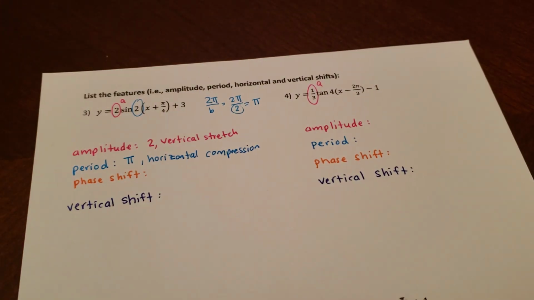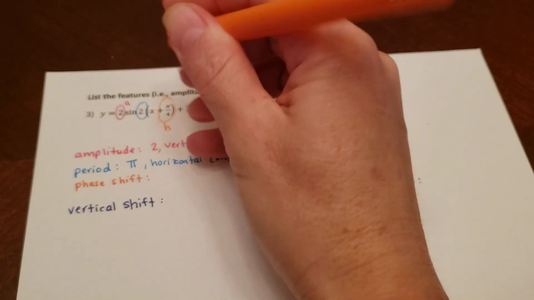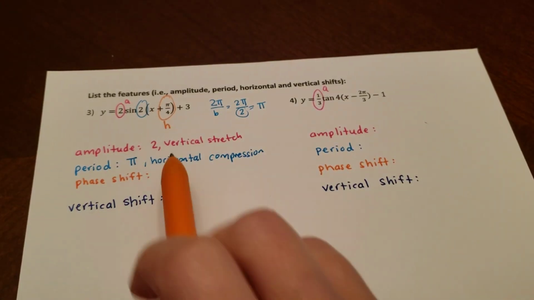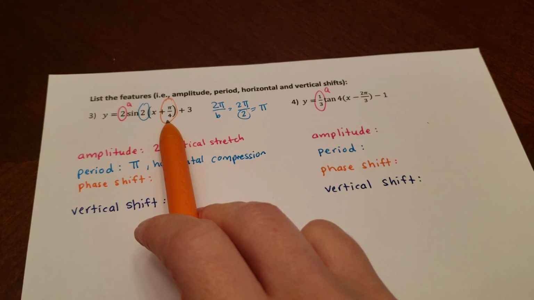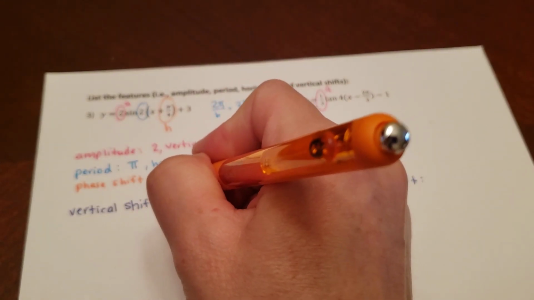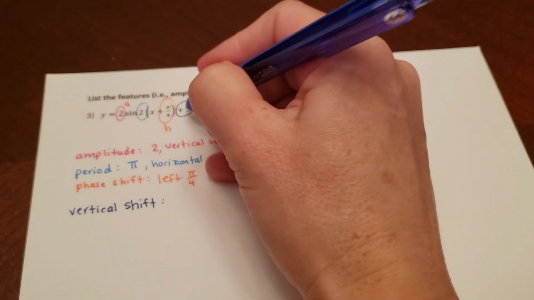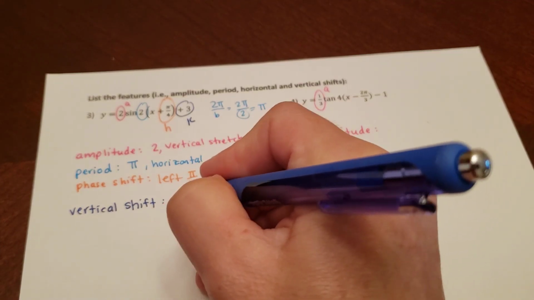Your phase shift will be this part here. Sorry, I'm all over the place today. So it's a positive, so I'm going to go the opposite. So I'm going to go left pi over 4. Your vertical shift will be dependent upon your k. Your k is a +3, so I'm going to go up 3.